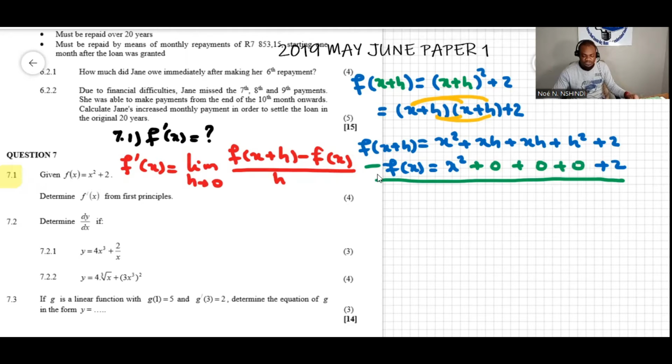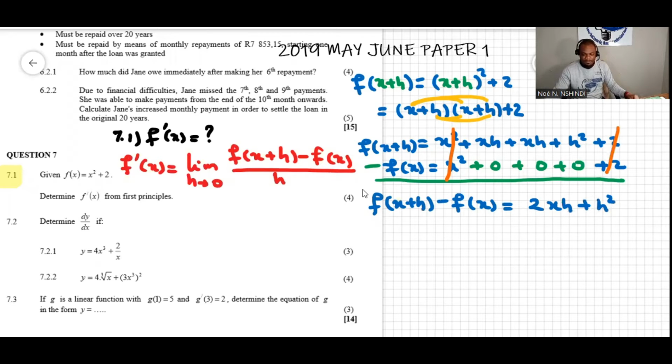So now we can solve this. We simplify: x squared minus x squared, and 2 minus 2 falls away. And then the difference, that is f of x plus h minus f of x, is equal to xh plus xh, which makes 2xh, plus h squared.